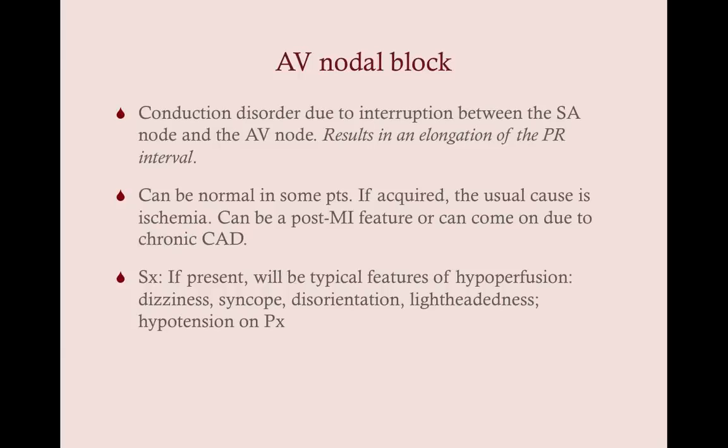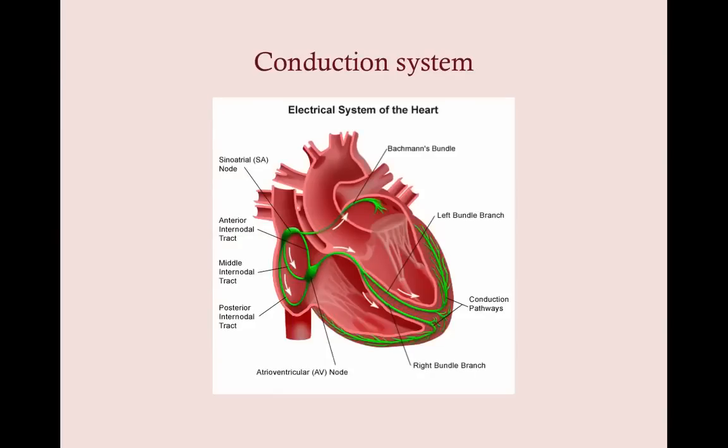As far as AV nodal block, what you need to know here is that this is a conduction disorder due to interruption between the SA node and the AV node. I want you to pay attention to this because it's really important that you know how the heart conduction system works, because for all of the arrhythmias, you're going to have a disruption of this system. So we have an SA node, and the SA node sits on the superior vena cava in the right atrium. Don't worry about all the other stuff. Just worry about the SA node, AV node, and the bundle branches.